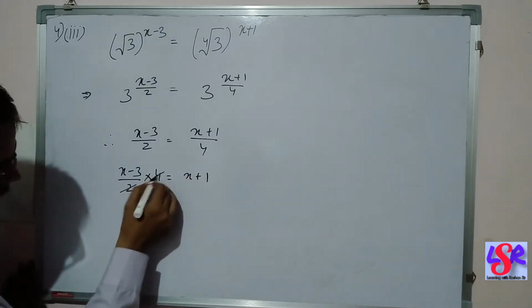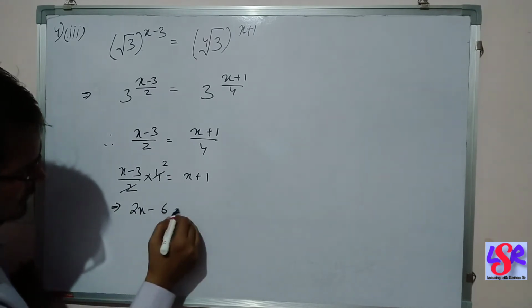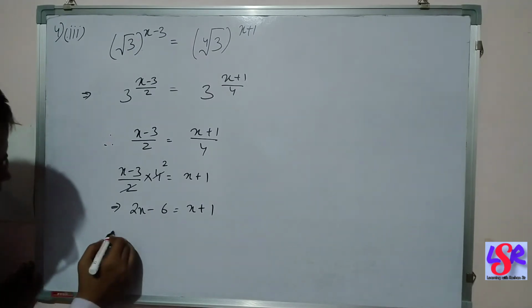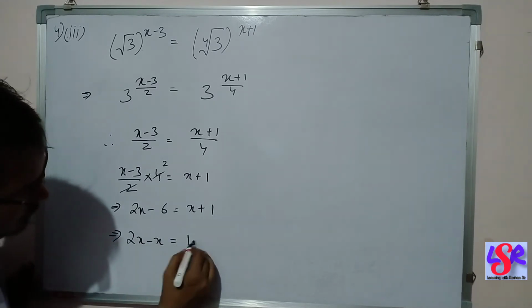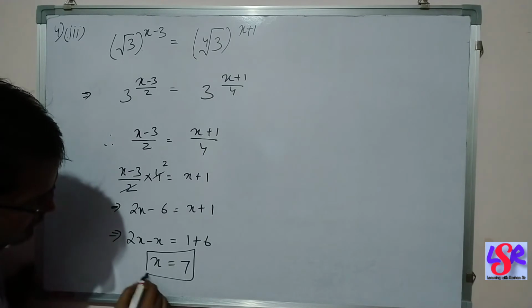This 2 can cancel out this 2, and here it will be 2x minus 6 equals to x plus 1. Now we can make a transpose of x, and this will be 2x minus x equals to 1 plus 6, that is x equals to 7 as answer.